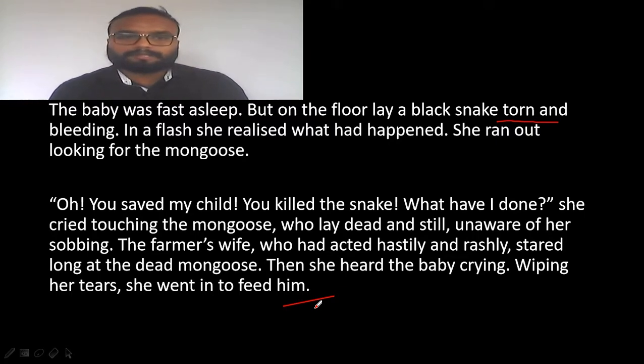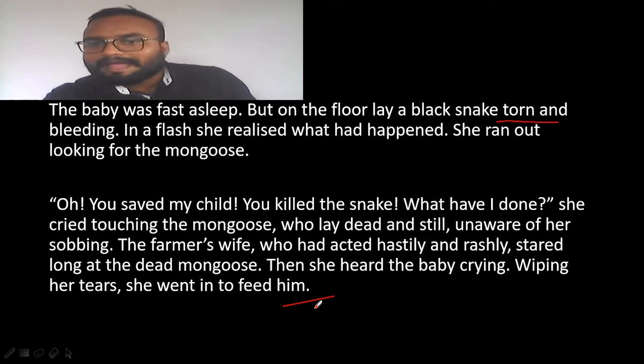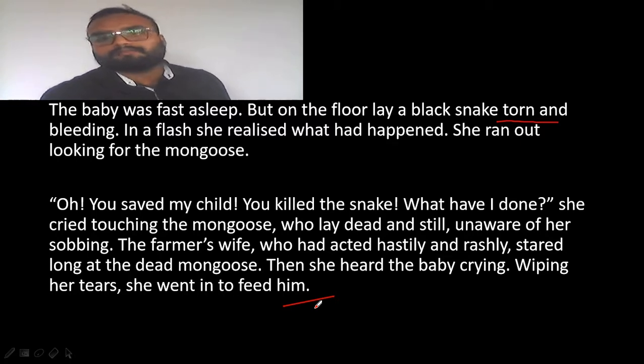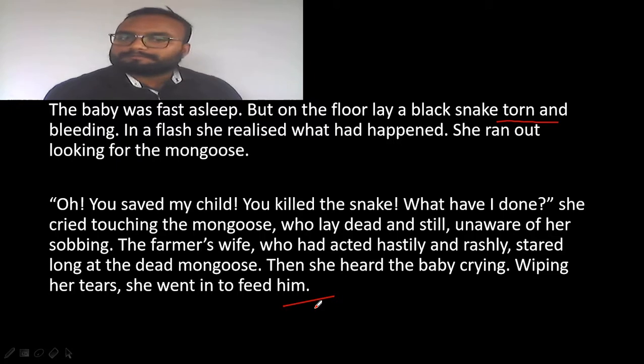So this woman, the farmer's wife, had not taken a look at the matter first. Instead, she took the action first. And therefore, what happened? The pet animal, the very faithful animal who had saved the life of her baby, was killed. So this is all about this story.